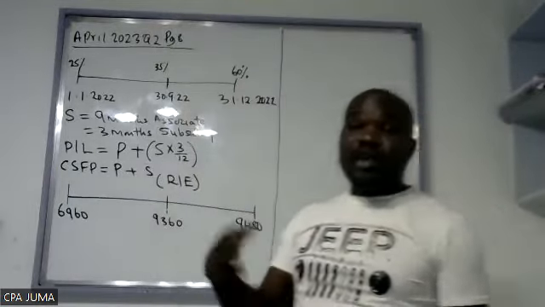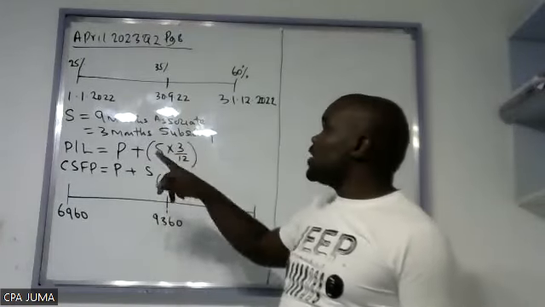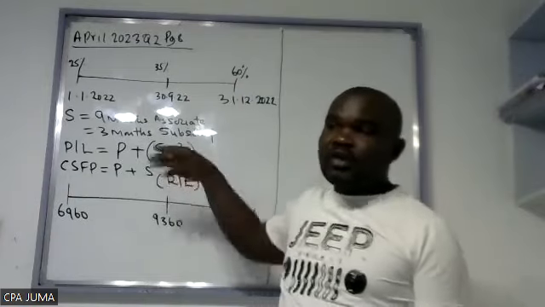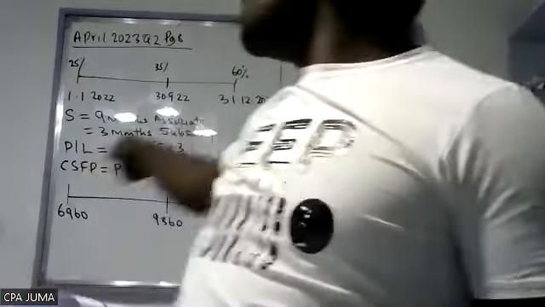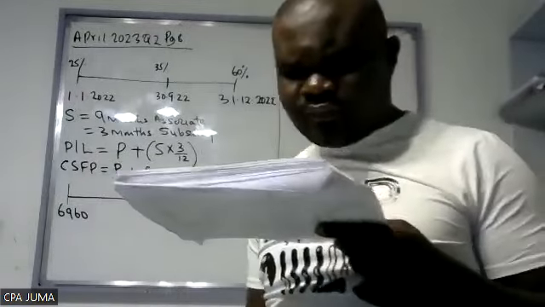So what they are saying, when they say that, they are even giving you a clue that income and expenses should be time apportioned. That is what they are trying to say. When they tell you evenly, it means they were uniform, proportionate. So you need to time apportion, which we have already captured.